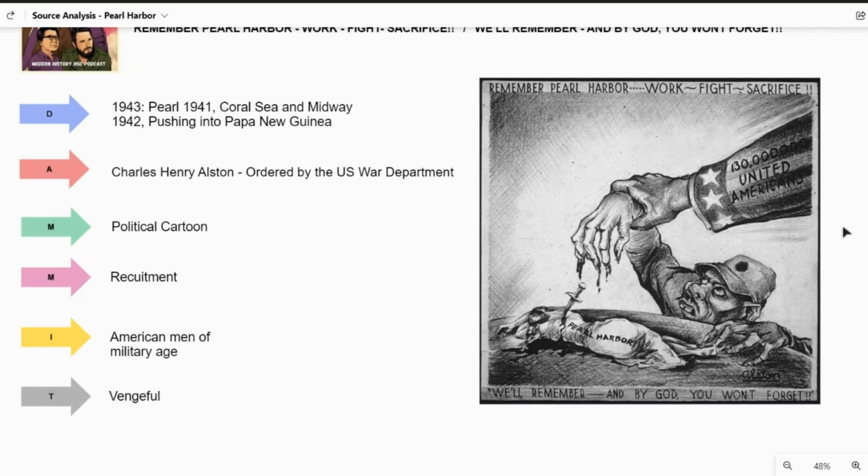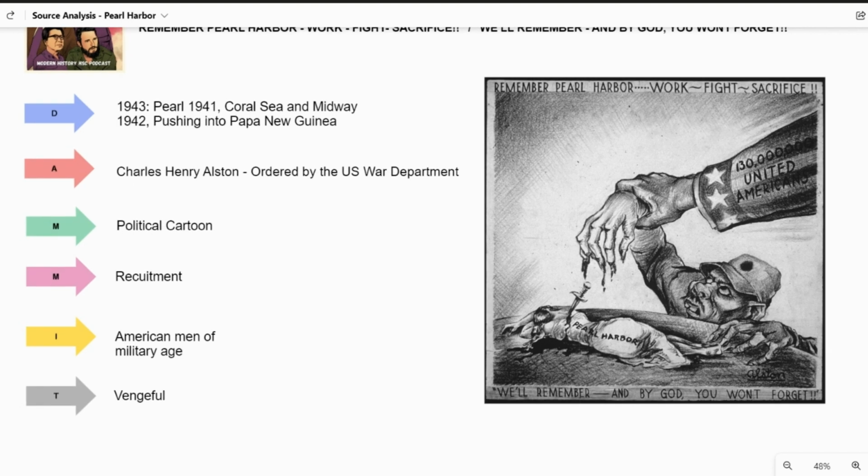Once you get through that, then you can get a little bit more into the usefulness that this source would have for a historian, because that's generally what your questions are going to be about, evaluating the usefulness of the sources or comparing a couple of sources. So let's begin. The date for this source is 1943.